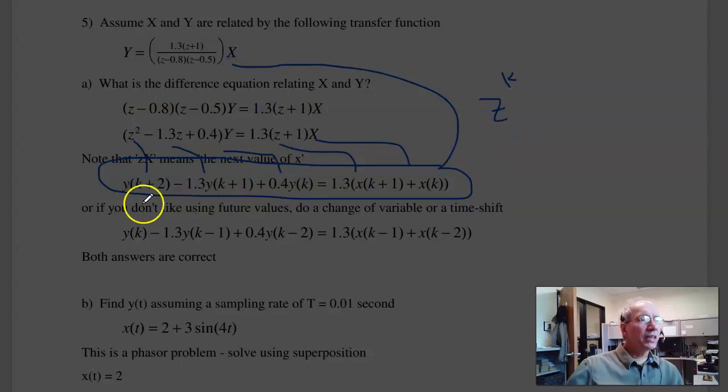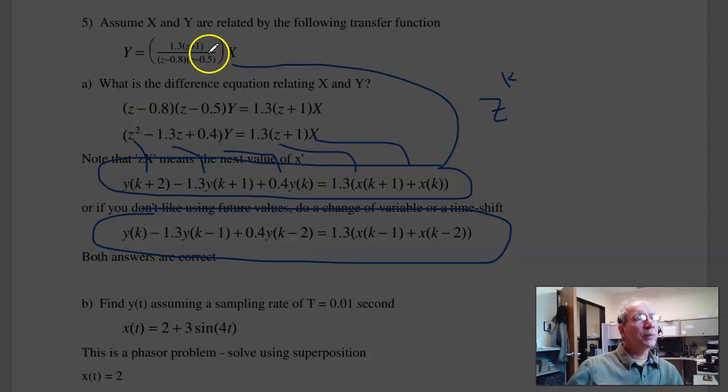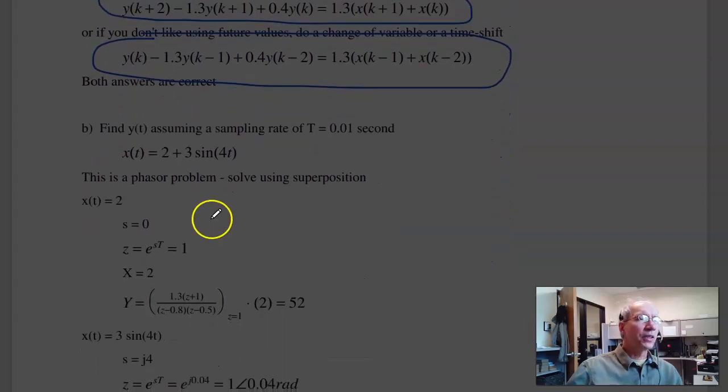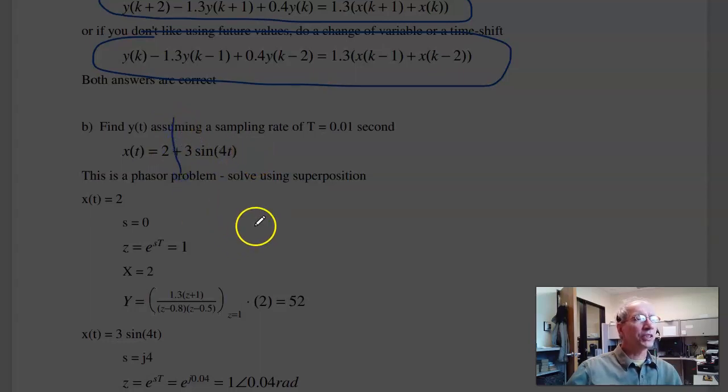If you don't like future values, I can do a change in variable or a time shift everything by 2, and this is also valid. Either equation is correct. They're both perfectly valid. So in the Z domain, I actually have a difference equation, not a differential equation. It's still a filter. If my input is a constant and a sine wave, the output's a constant and a sine wave. To solve, use superposition.